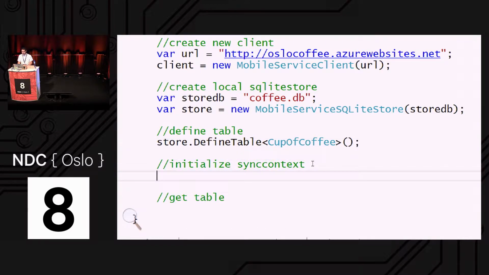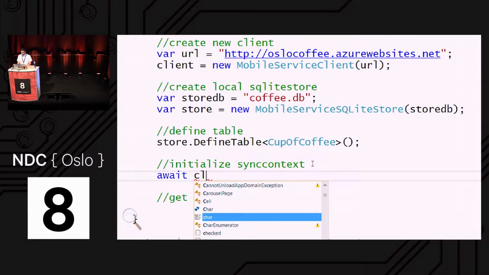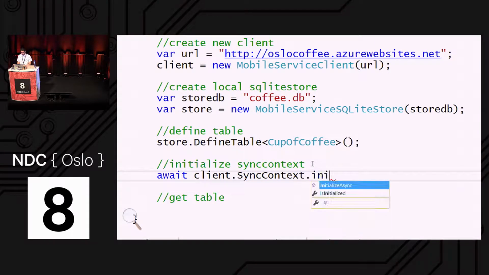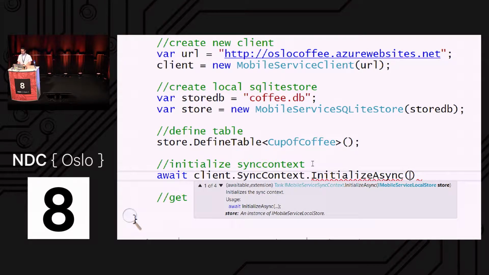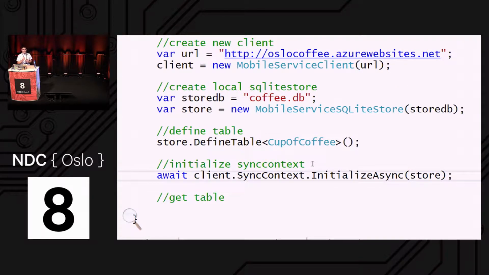Now what I'm doing here is I have my local store that's on disk, but it doesn't know how to synchronize with the backend. So what I need to do is I need to initialize this synchronization context. So what I'm going to do is I'm going to say client.SyncContext.InitializeAsync and pass it in the store. So what this does, it makes the connection to say, I know about Azure because this is my client and it has the sync context. Here's my local data store for the mobile application, and you can figure out how to sync.